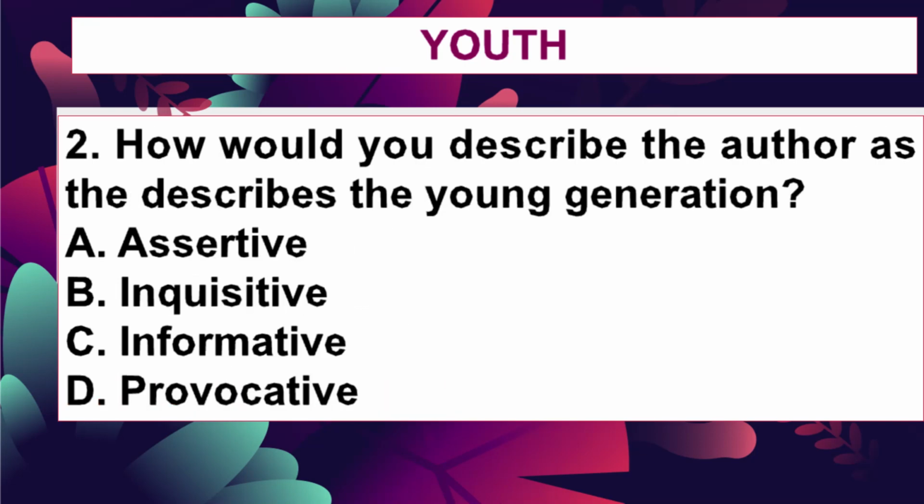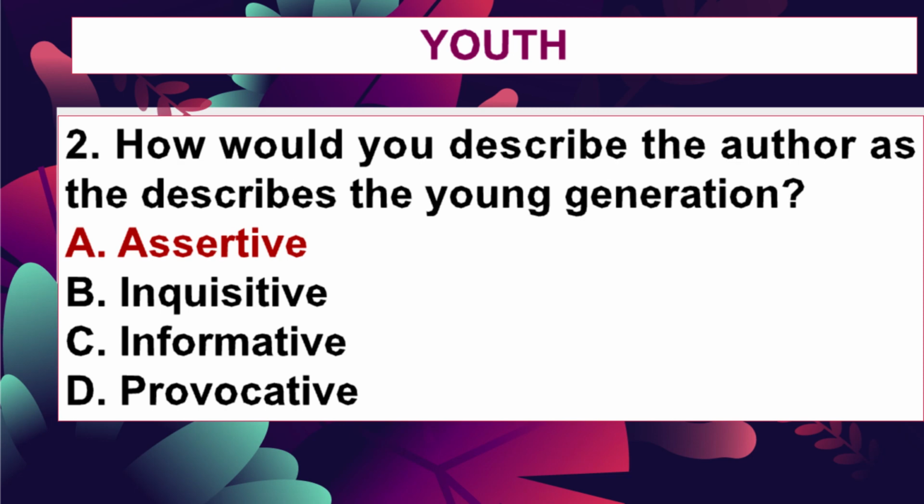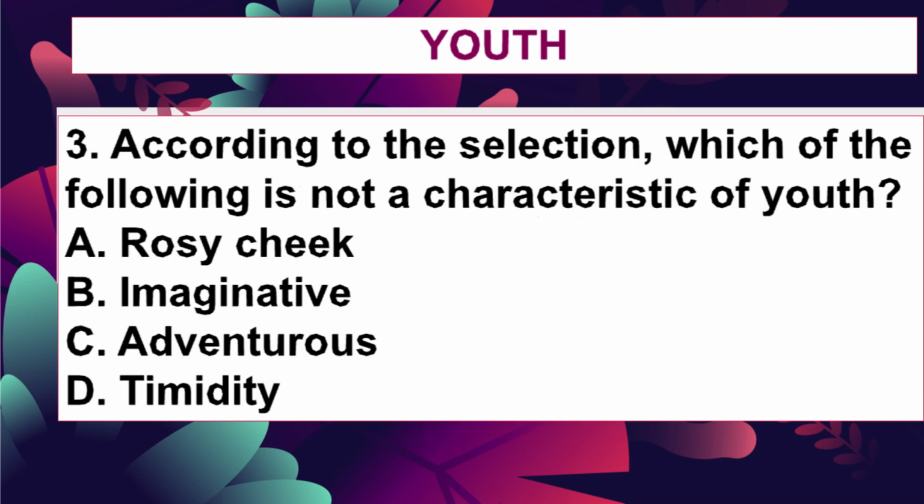2. How would you describe the author as that describes the young generation? A. Assertive. B. Inquisitive. C. Informative. D. Provocative. The answer is letter A. Assertive. 3. According to the selection, which of the following is not a characteristic of youth? A. Rosy cheek. B. Imaginative. C. Adventurous. D. Timidity. The answer is letter D.